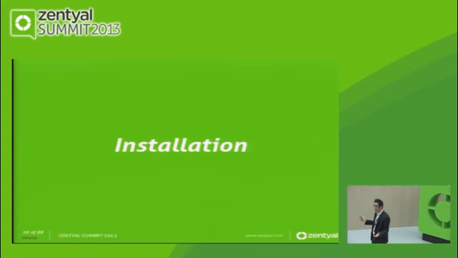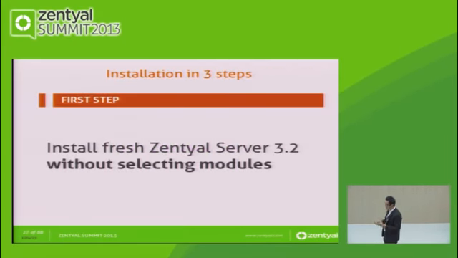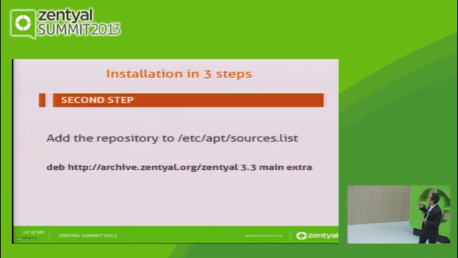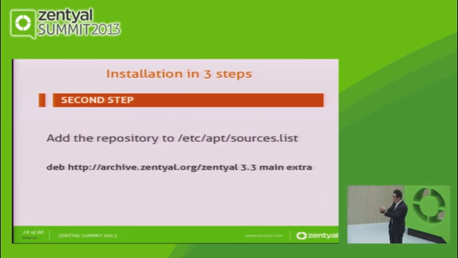So, about installation. Now let's go through how you install things. I will assume three things. The first one is that I have my Zentyal Server 3.2 installed out of the box, a fresh install, without any module selected at the moment. Second, I'm going to add the repository where you can find the OpenChange package right now. So if you have your 3.2 fresh install, the packages are available right now.